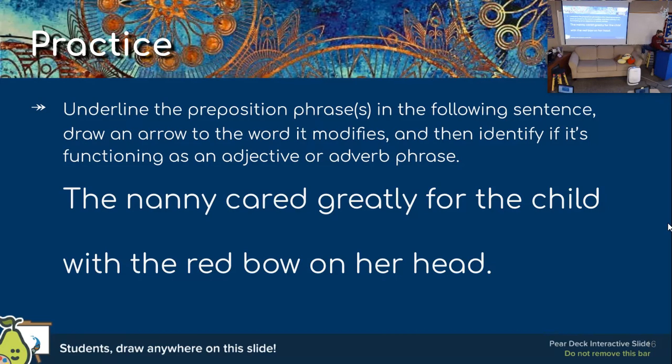Take about 10 more seconds to finish up. All right, this one we have three phrases. Here we go. I'm just going to give you the answer because we're running out of time. So for the child is the first one. It's modifying cares. This one was a little bit tricky because it doesn't perfectly answer any of those adverb questions, but it is an adverb phrase.